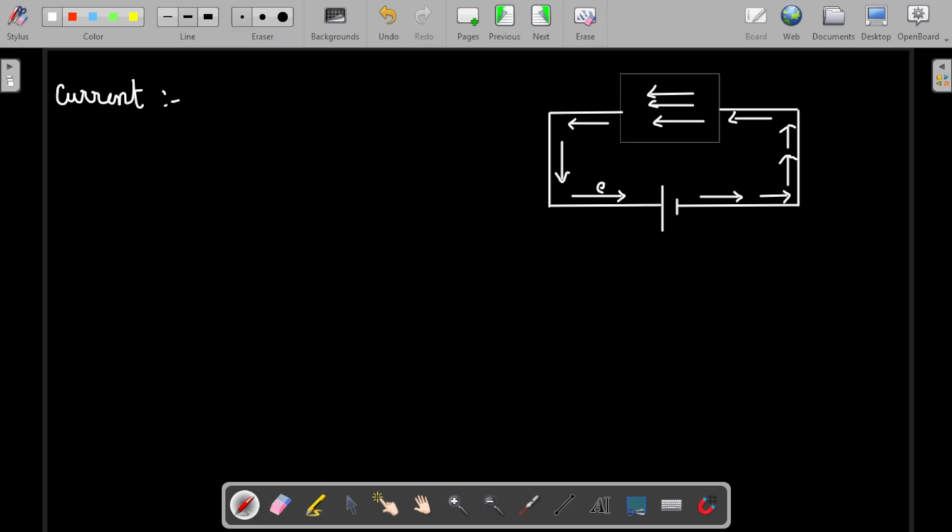Okay, so if electrons are going in this way, the opposite direction will be considered as the conventional current flow. The current flow will be in this direction. So the red marks I'm making will be the conventional current flow, the opposite direction of electron flow.